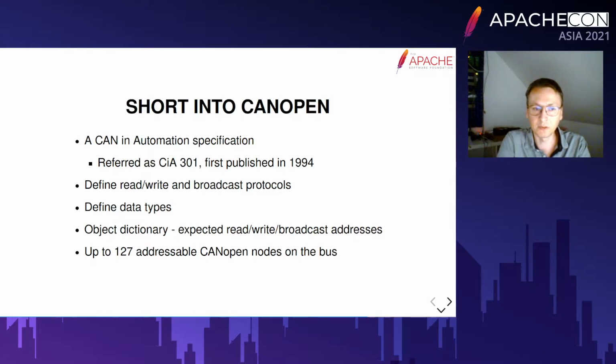It also defined the encoding of data types, and beside that it introduced the object dictionary. The object dictionary is a list of the addresses which should be used for read, write and broadcast operations. The dictionary is an integral part of the CANopen spec, and each CANopen device has an object dictionary, sometimes referred to as OD for short. By design, a CANopen network can have up to 127 nodes.